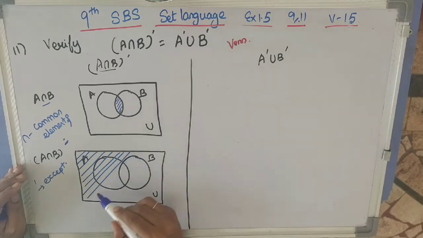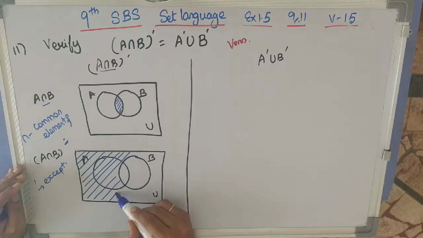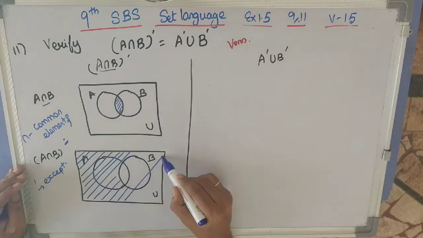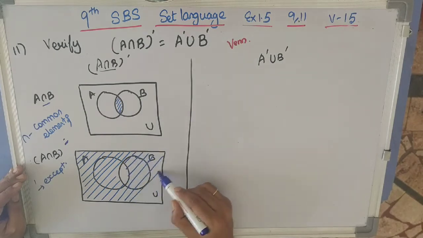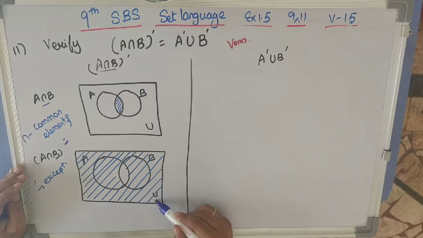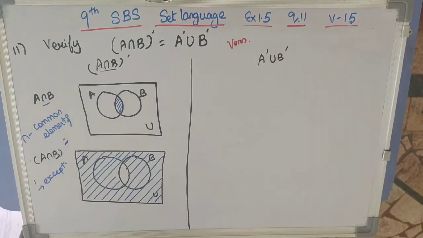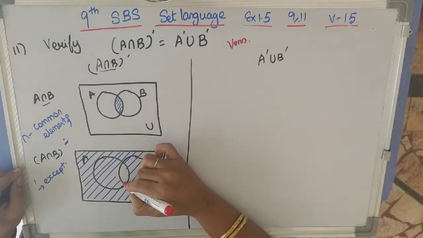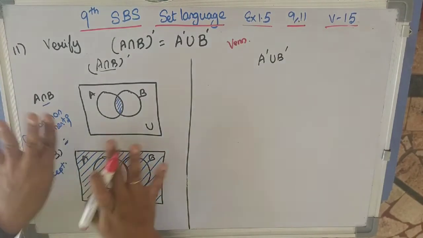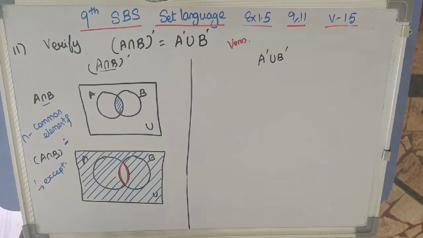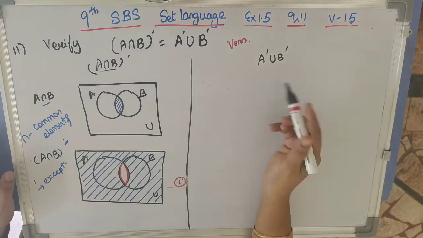Clear? Do you understand me? Okay. See, I am shading the entire universal set except the A intersection B part, because this is A intersection B the whole dash. Clear? Okay. Now this is A intersection B the whole dash. I am marking this as 1. Clear? Now we have to find A dash union B dash. That is the right hand side.